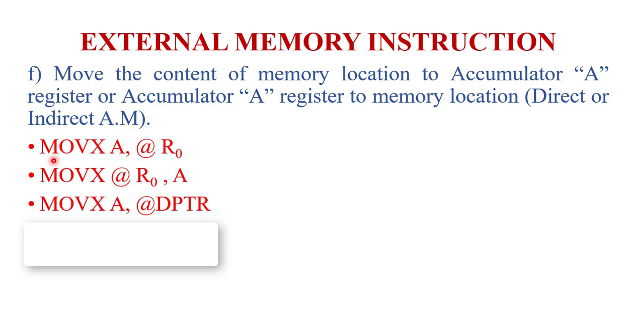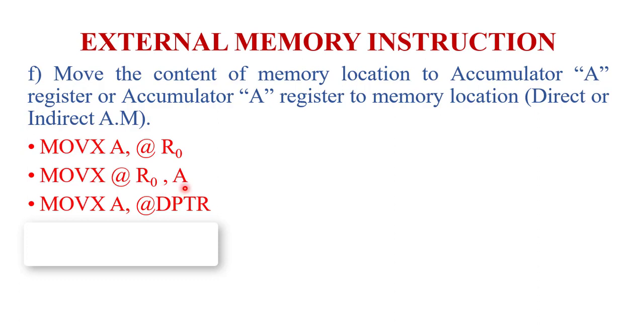First example is MOVX A, @R0. Here X indicates this is an external memory instruction. It means by using this instruction we move data from external memory location. So the first instruction tells that the data stored in a particular memory location whose address is stored in the R0 register is moved into the accumulator register. Next instruction is MOVX @R0, A.